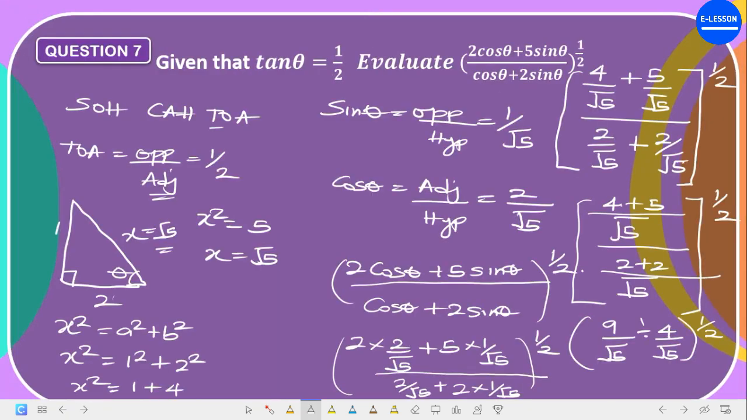First of all, you need to look for sine theta and cos theta using the trigonometric ratio. Okay? It's very easy. Then having gotten sine theta and cos theta, you substitute in the equation and then you do the normal algebra.